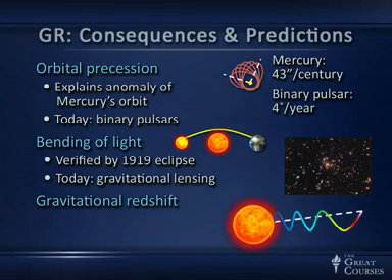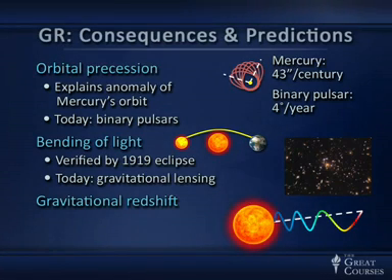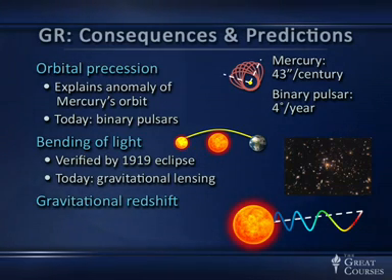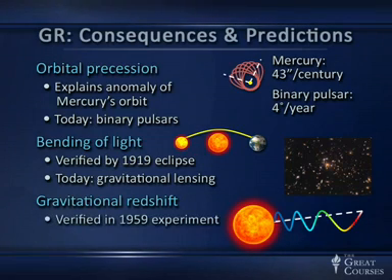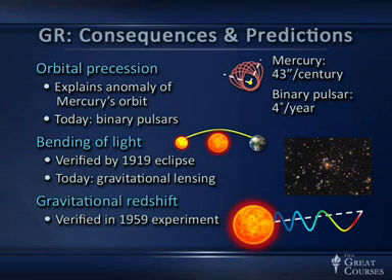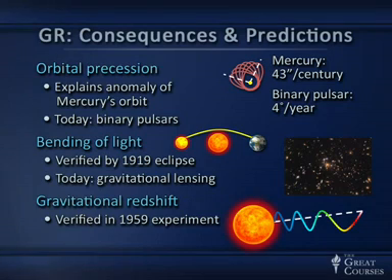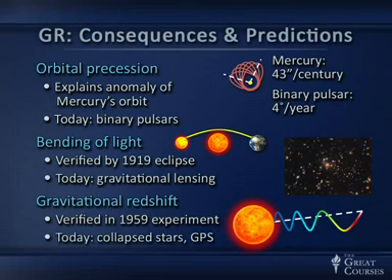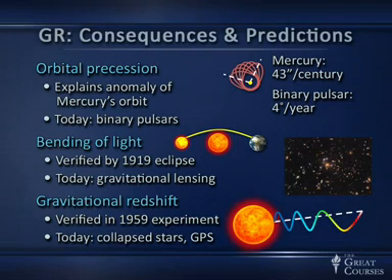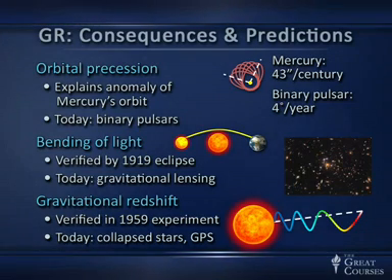And another way of looking at that gravitational redshift is it's actually a kind of time dilation, a gravitational time dilation. Clocks, time itself, run slower when they're deep down in a strong gravitational potential, in a strong gravitational field. That was verified by a 1959 experiment, a very delicate experiment done at a tower at Harvard University. And today, collapsed stars, black holes, neutron stars, even white dwarf stars, which aren't quite so collapsed, all illustrate very clearly this phenomenon of gravitational redshift.